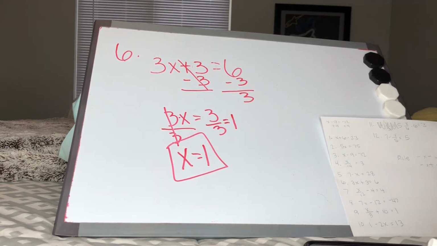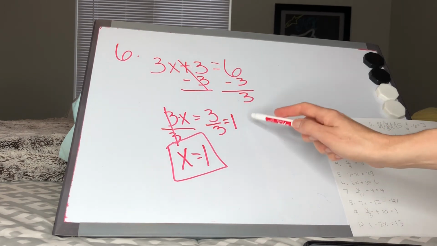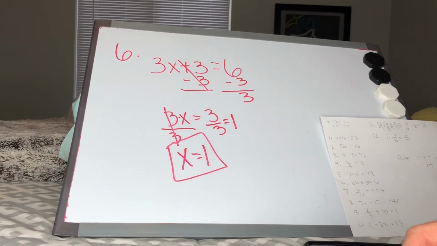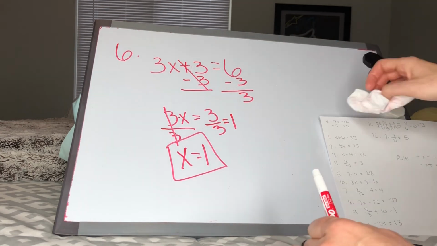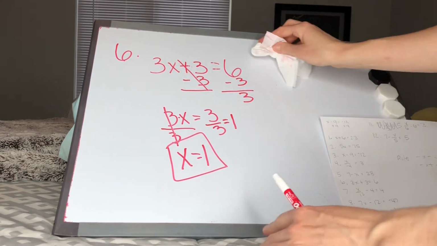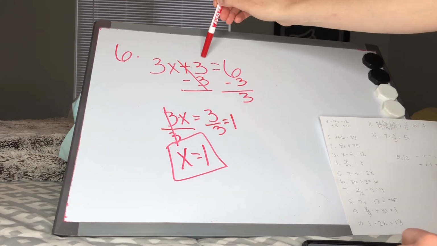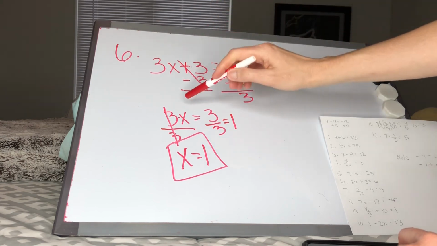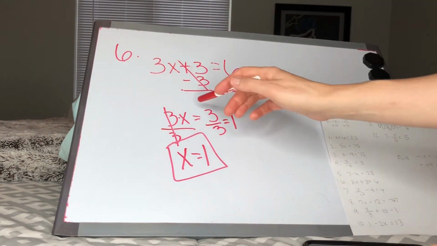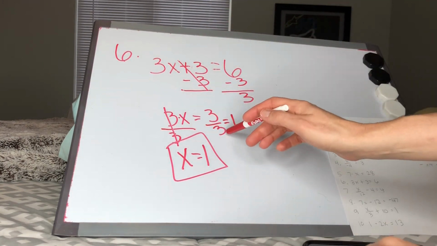Okay, it looks like most of your other problems are like this. So they're going to be 2-step. Okay, so just remember when you do your 2 steps that you get rid of the number that's not next to the x first, doing the opposite. Then rewrite your problem and then do the opposite next to the x.